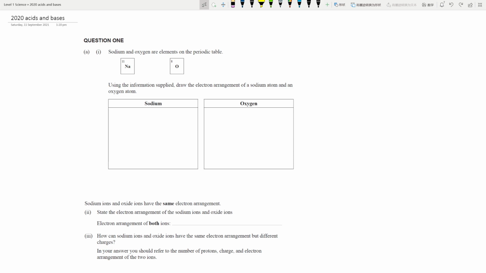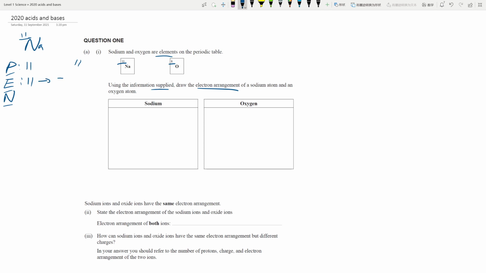Number 1: sodium and oxygen elements, use the information supplied, draw the electron arrangement. This number on the top left-hand side, I always tell my students to write P, E, N: protons, electrons, neutrons. The protons are the same as the small number, for example Na has 11 protons. Sometimes you can put it on the bottom left-hand side, but it doesn't really matter. It's always the smaller number. So there are 11 protons and 11 electrons, because the proton and electron numbers are the same.